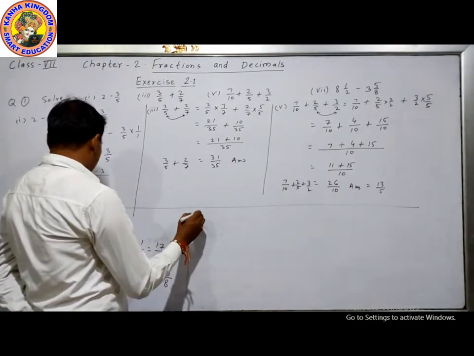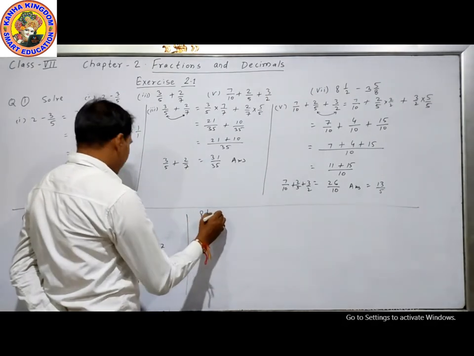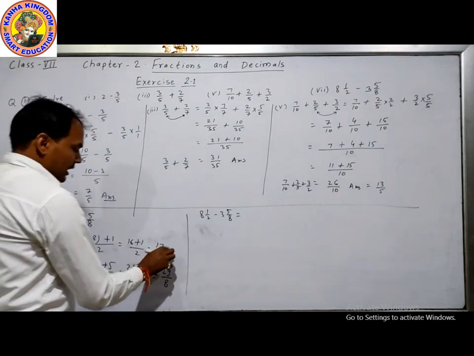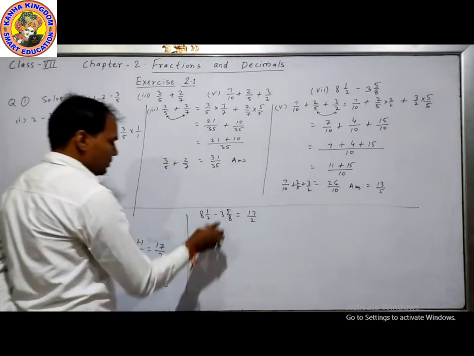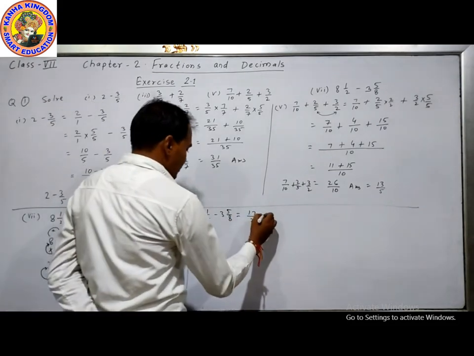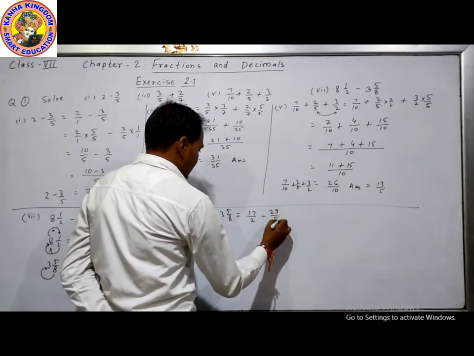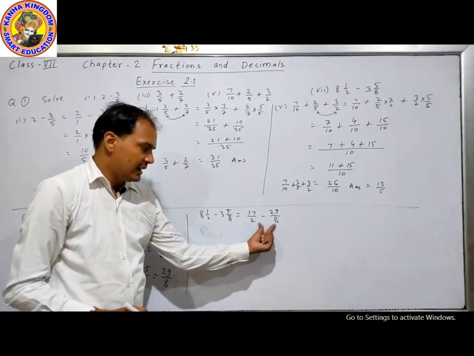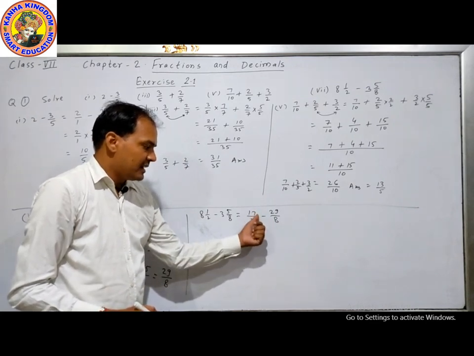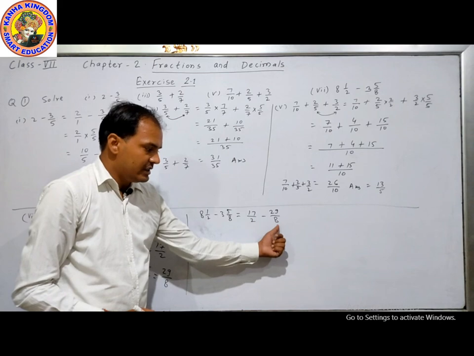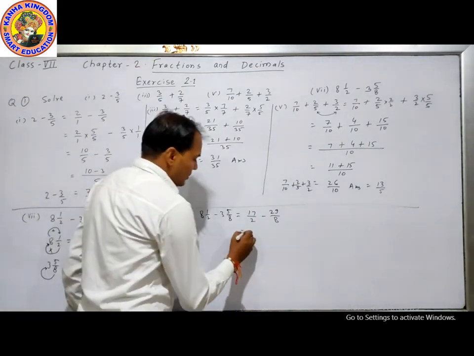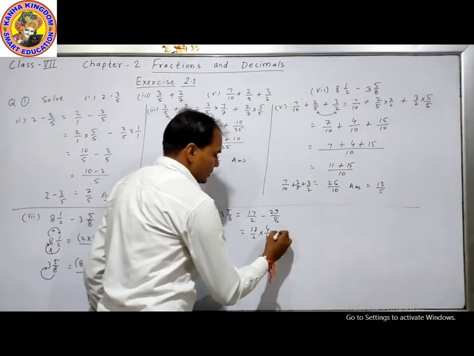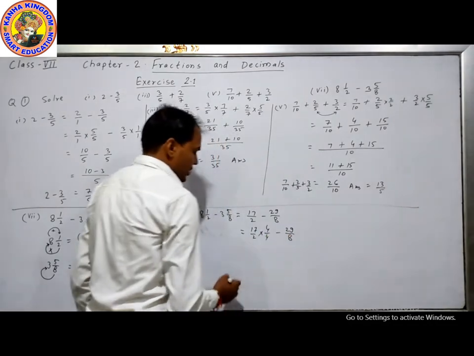So our question is 8 1 by 2 minus 3 5 by 8. 8 1 by 2 is 17 upon 2, and 3 5 by 8 is 29 by 8. We will make these numbers equivalent by multiplying the first number by 4. 2 into 4 is 8. So the first number will be multiplied by 4, and the second remains constant.